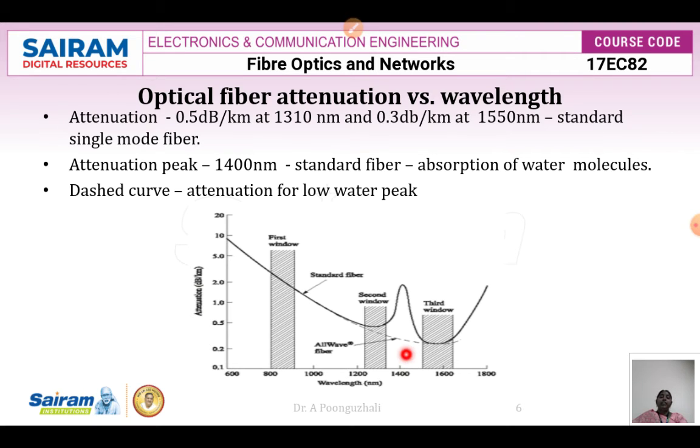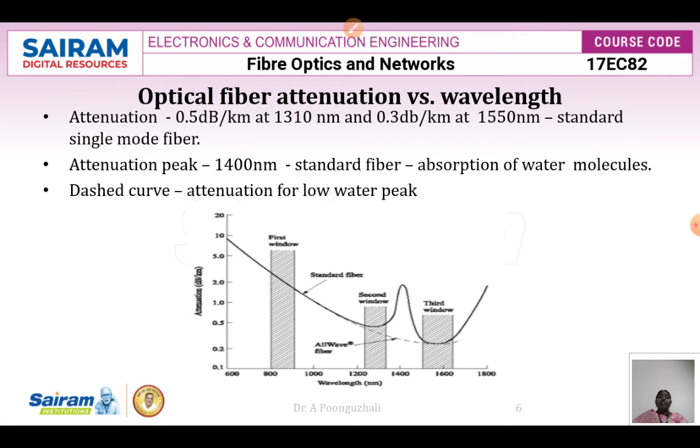Next we are going to see the attenuation peak. The attenuation peak is going to occur at 1400 nanometers. At 1400 nanometers, we can see that the attenuation has a peak value for the standard fiber. The attenuation has a peak value because of the absorption by water molecules in the fiber.